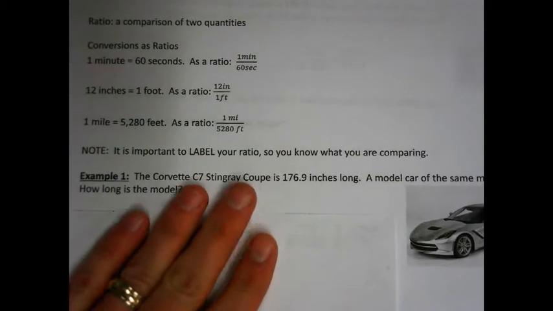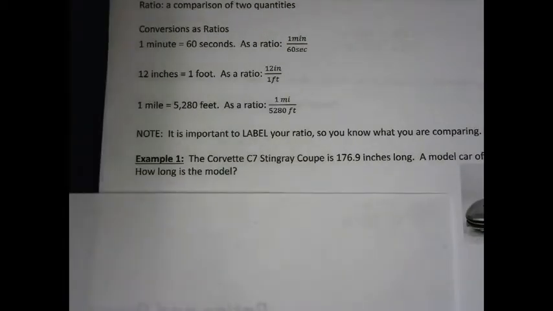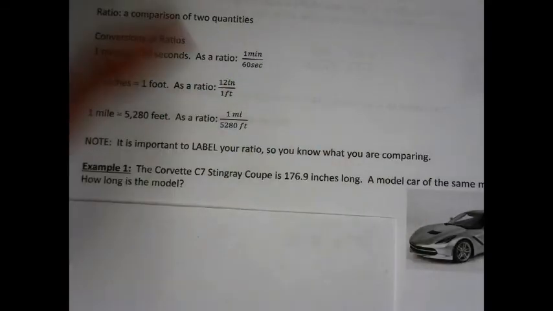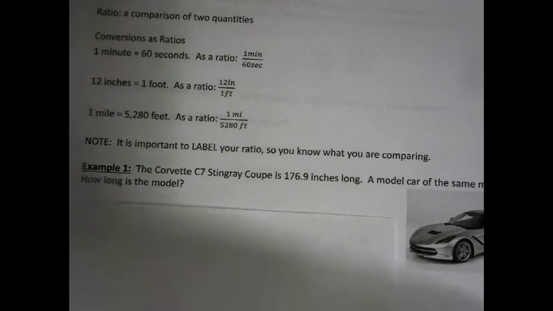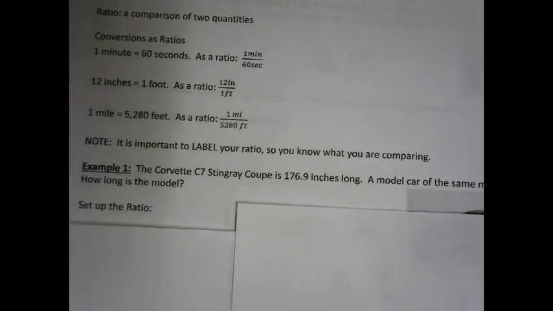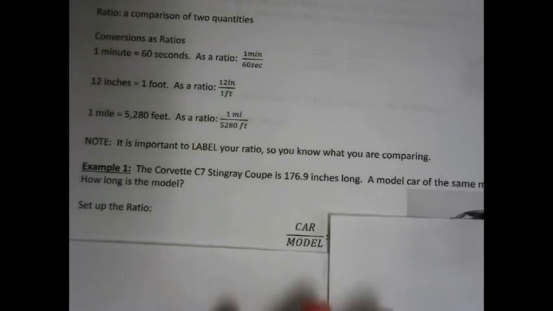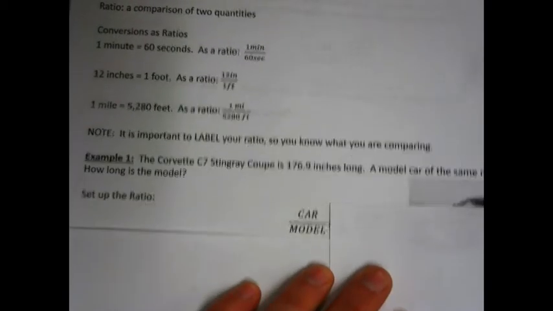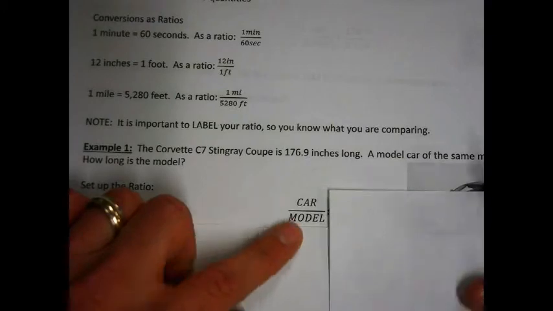Now, we're not going to solve this equation, but I want you to see how we can use ratios to set this up. What are we talking about in this example, besides the awesome Corvette Stingray? We're talking about a ratio. We're going to figure out the length of the car as compared to the length of the model.